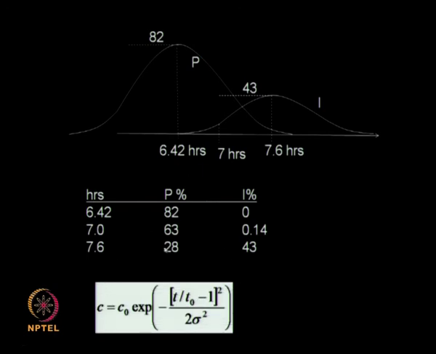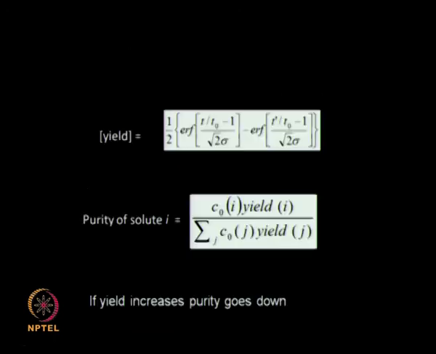Okay. Now we can make use of these equations, right. By making use of these equations, what can we calculate? We can calculate sigma for the protein, we can calculate sigma for the impurity, correct. We know the T naught for the protein, which is 6.42 hours. We know the T naught for the impurity, which is 7.6 hours, and by using these two T naughts, we can calculate the corresponding sigmas for the protein as well as for the impurity. That is what we are going to do now.